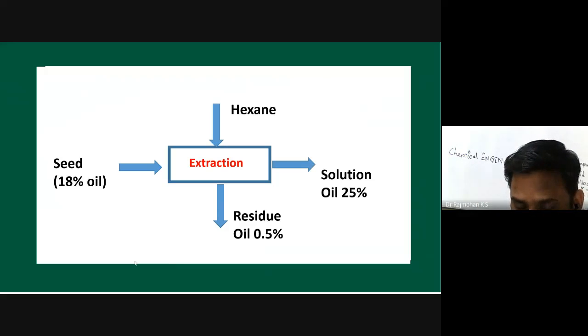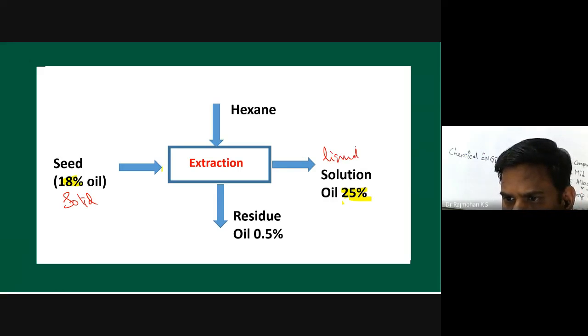Remember, here it is 18% oil, but even though it is 18% oil, it is in solids. Whereas here 25% oil is in solution. So here we get a 25% solution, and here it is 18% oil in the solid. So this is solid, and this is liquid solution, right?